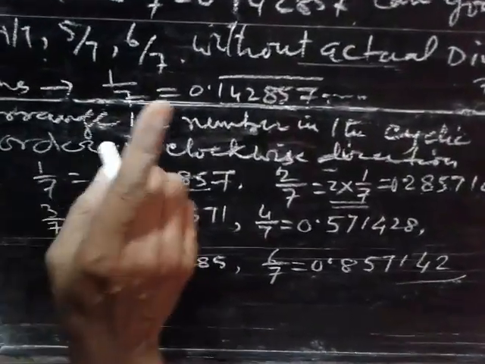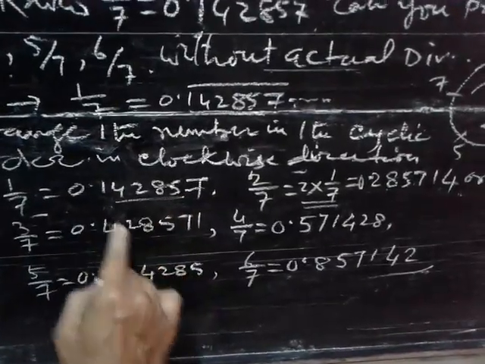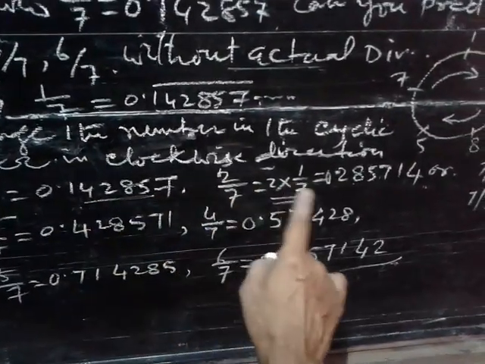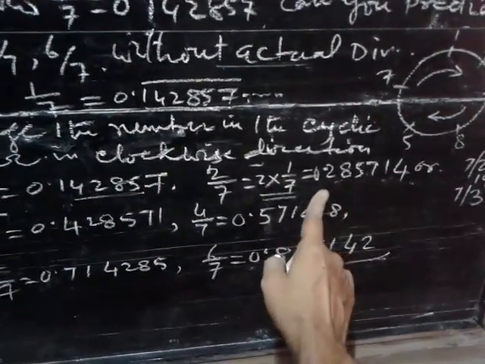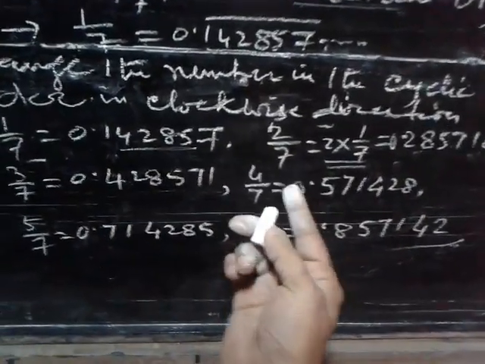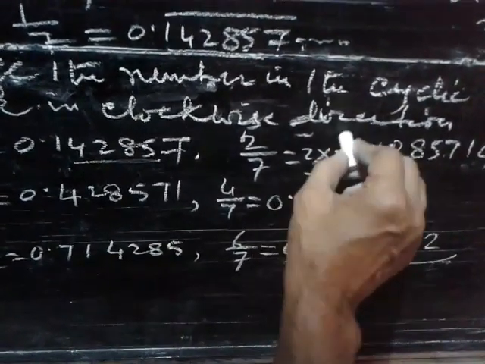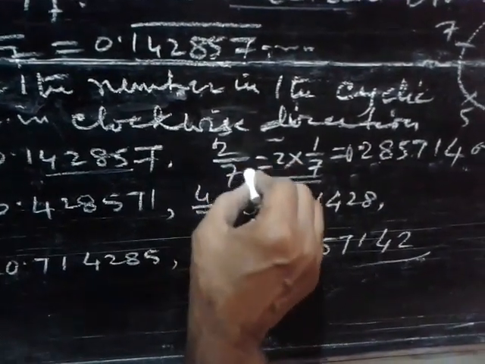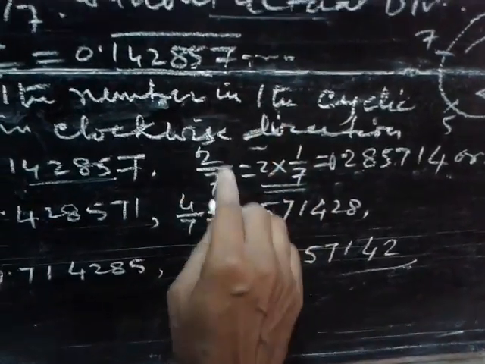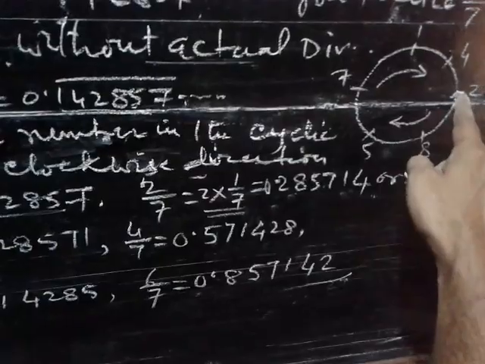Now the first way you can do it: as 1 by 7 is this, then 2 by 7 will be multiplied by 2, and 3 by 7 is multiplied by 1 by 7 in this way. But there is a very smart way you can do it. See, 2 by 7 is actually 20 by 7, which gives 2, no? The starting point is 0.2. Start from 0.2, that is 2.